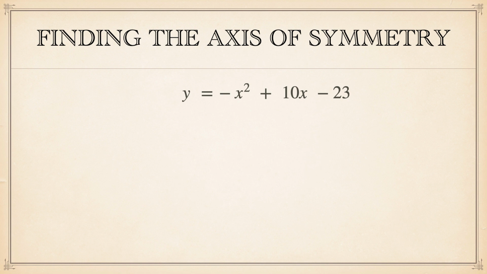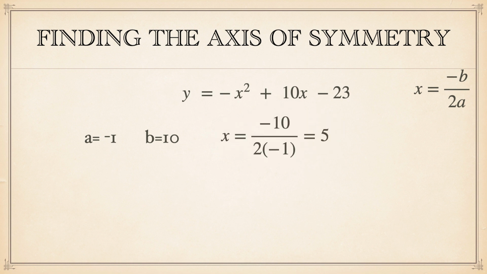y equals negative x squared plus 10x minus 23. What do I want you to write down every time? I'm going to be looking for that, all right? So a equals, b equals. This time a is negative 1 and b is 10. So the opposite of 10 over 2 times negative 1. Well, negative 10 divided by negative 2 is positive 5. All right, so my x value is positive 5.